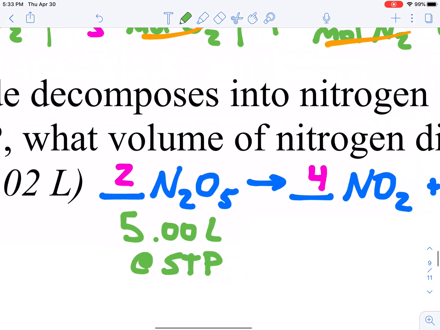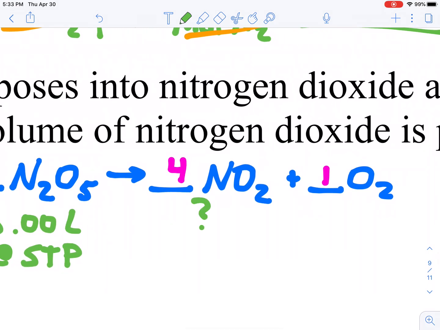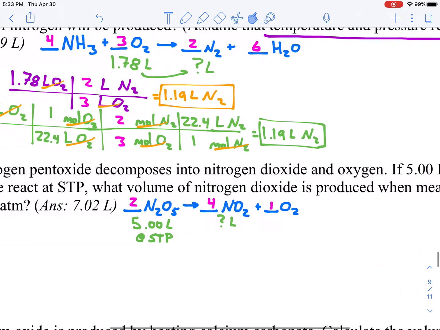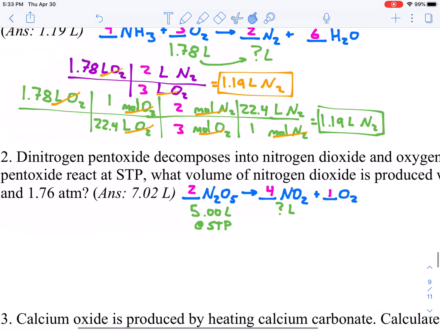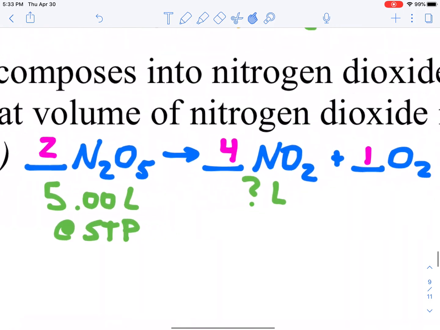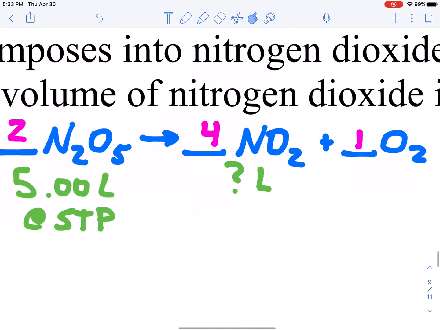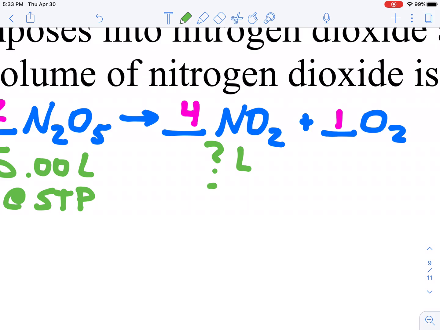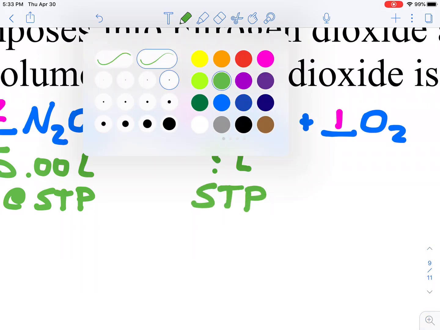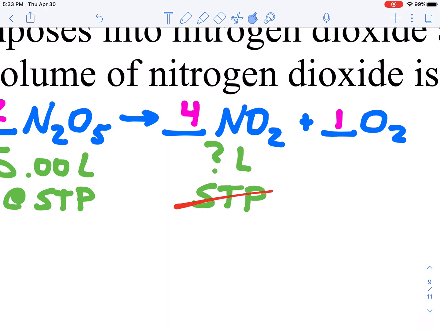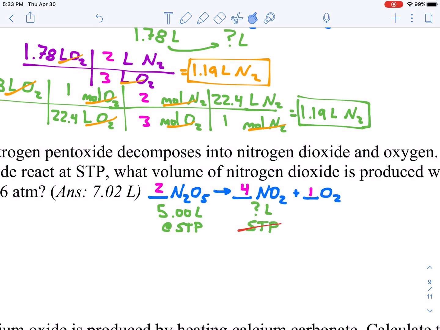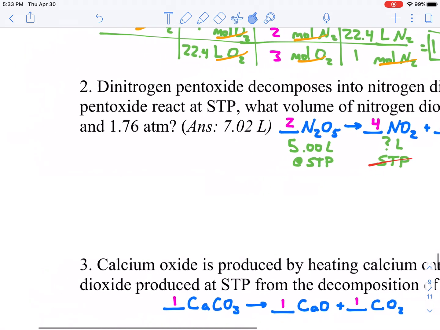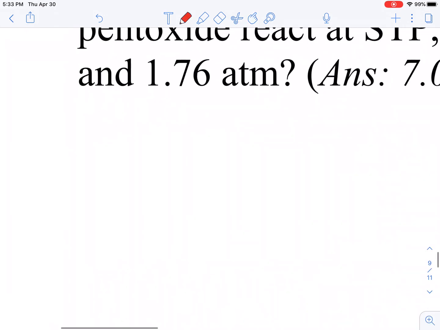We are then asked what volume of nitrogen dioxide is present, but it is measured at 64.5 degrees Celsius and 1.76 atm. So is this one at STP? No, it's not. So this part of it is not at STP, which means, first off, we can't use that liter or volume ratio. But we'll explore what to do when we get there. So let's start with what we know. We know 5 liters is what we have of this N2O5. So we're starting off with 5.00 liters of N2O5.